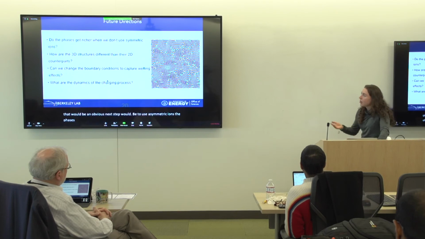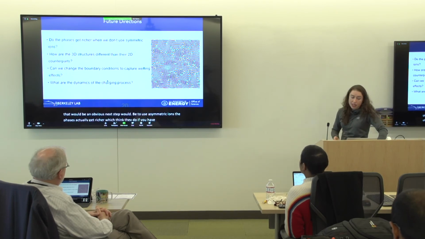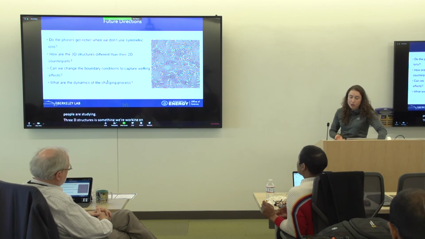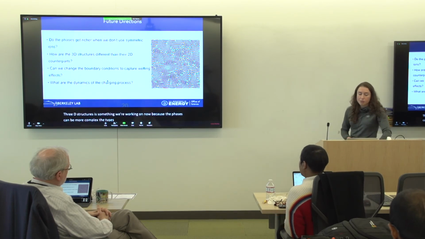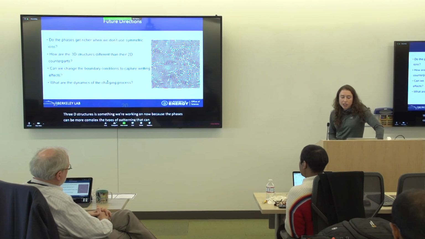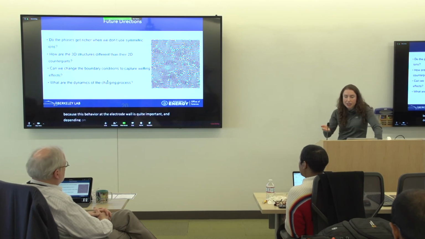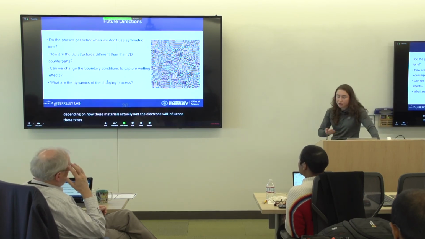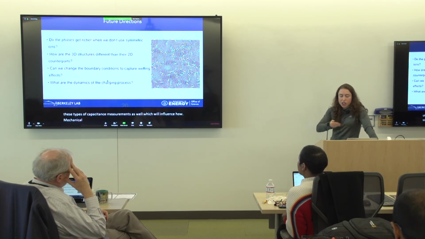We think they do if you have ions that are not the same mass or size, which is common in many of these materials that people are studying. 3D structures is something we're working on now because the phases can be more complex, the types of patterning that can develop. Additionally, we want to work on changing the boundary conditions because this behavior at the electrode wall is quite important, and how these materials wet the electrode will influence these capacitance measurements as well, which will influence mechanical properties and charge transfer properties in devices people want to develop.